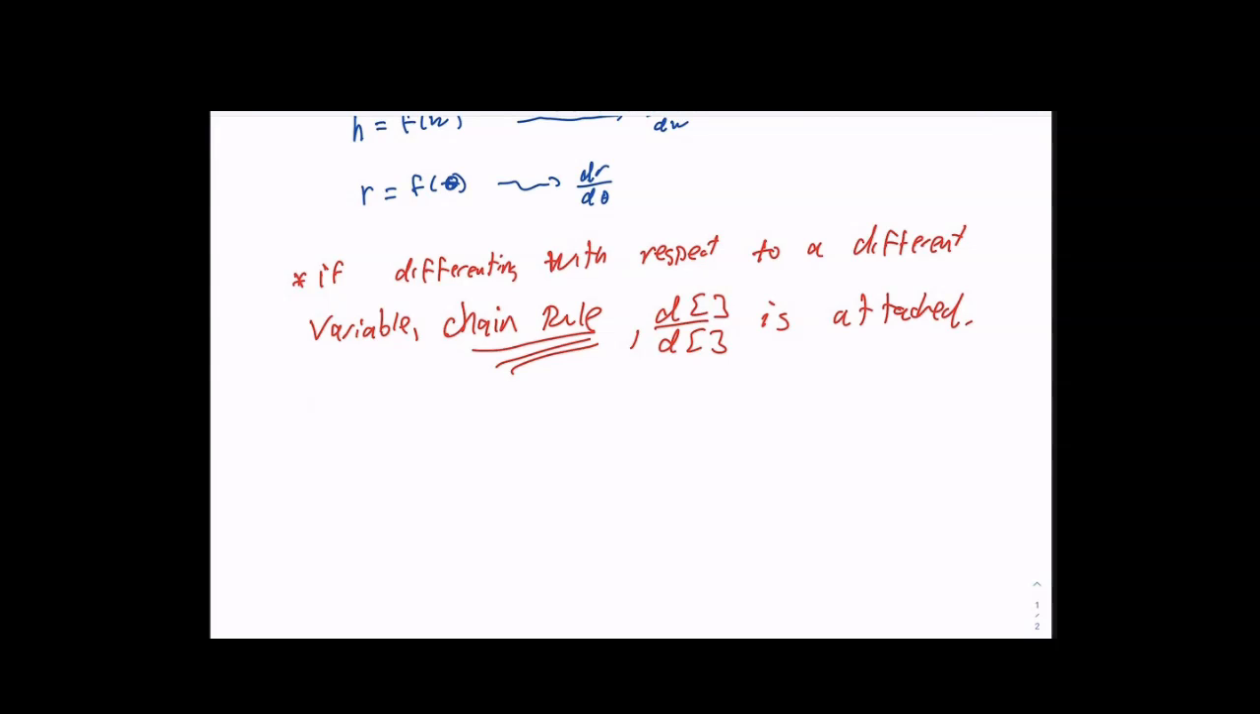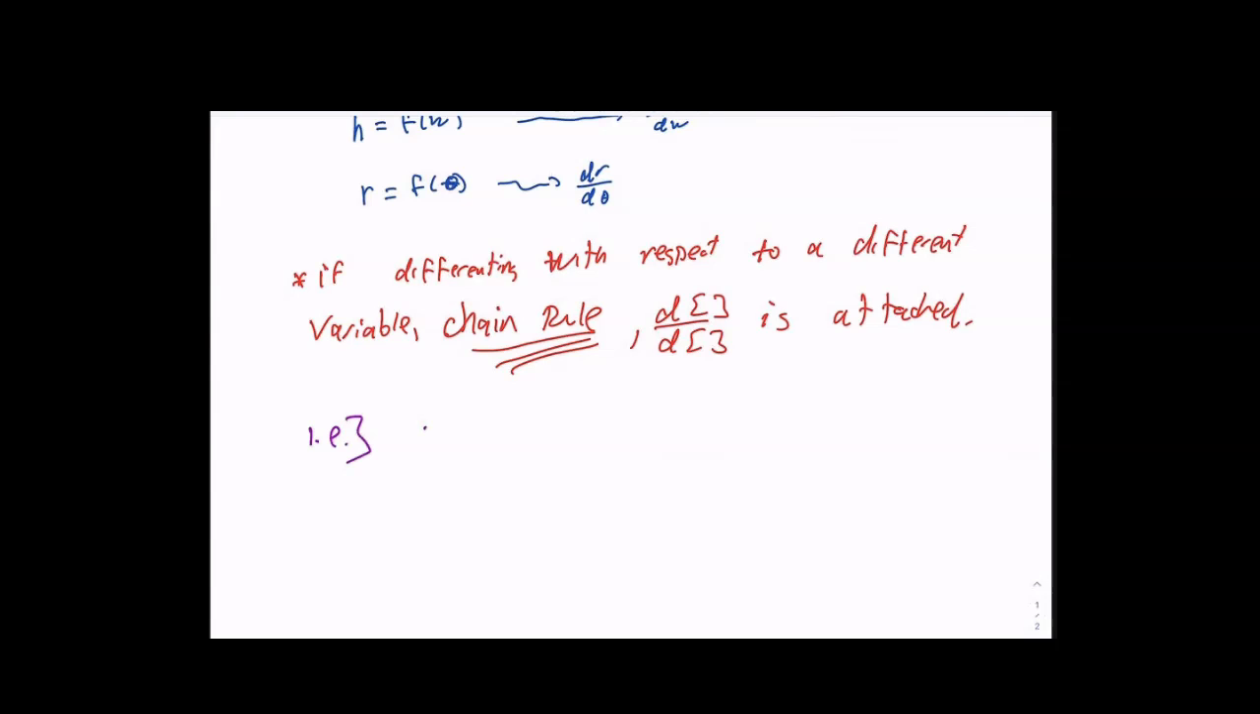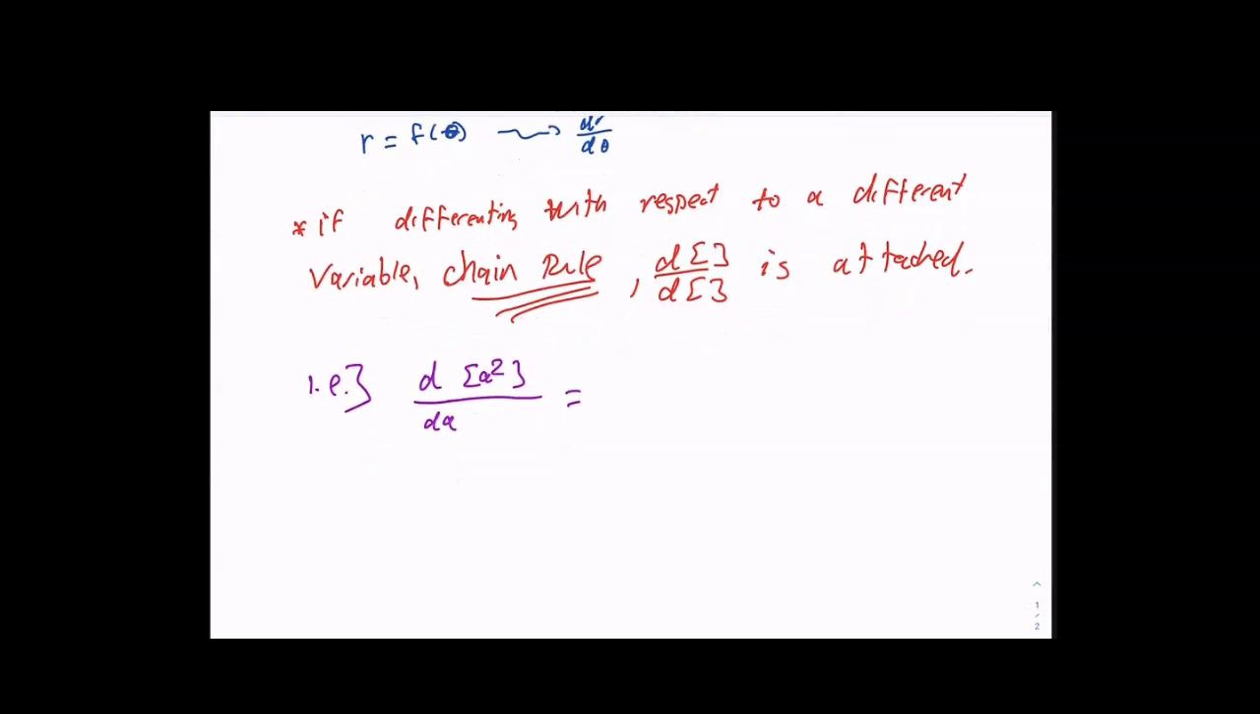So if differentiating with respect to a different variable, chain rule, there's always a d variable attached. So what do I mean by that? For example, what is the derivative of a squared with respect to a? Can I get someone to say what the answer is here? So a is my variable. 2a, yeah. But what is the derivative of a squared with respect to b?